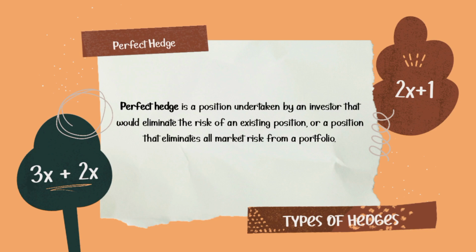And then we have another type of hedge. A perfect hedge is a position undertaken by an investor that would eliminate the risk of an existing position, or a position that eliminates all market risk from a portfolio. In order to be a perfect hedge, a position would need to have a 100% inverse correlation to the initial position. As such, the perfect hedge is rarely found.